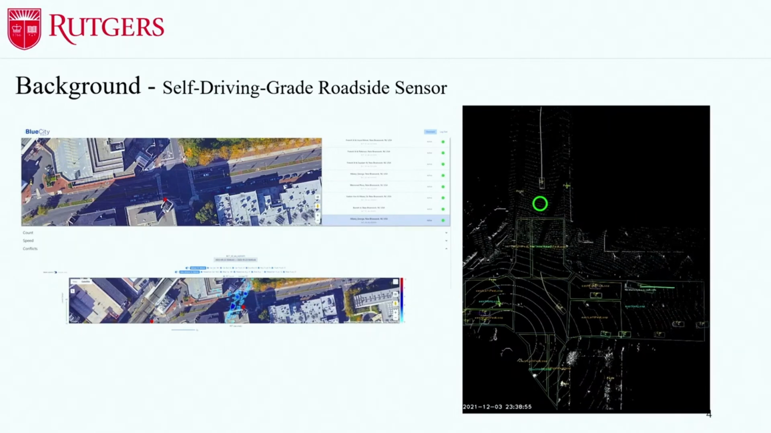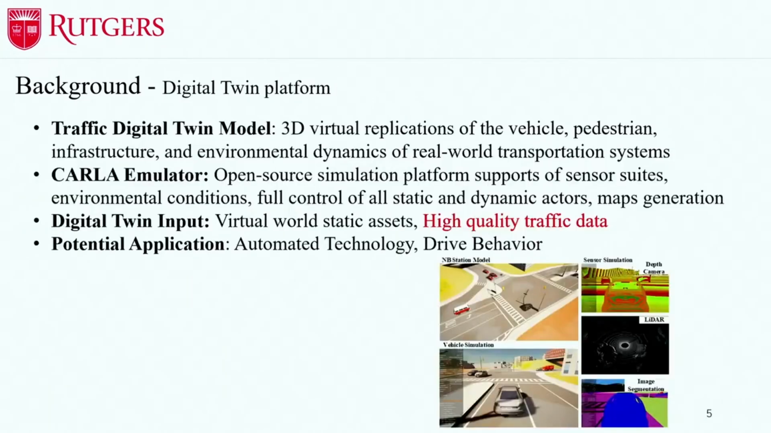However, you can see this LiDAR data is directly from the LiDAR view, and it's a 2D image. So what we want to do is build 3D virtual replications of all the road users, vehicles, and also the environment dynamics of the real-world transport system. Right now I'm using the CARLA simulator, which is an open source platform that can support all the functions that I mentioned.